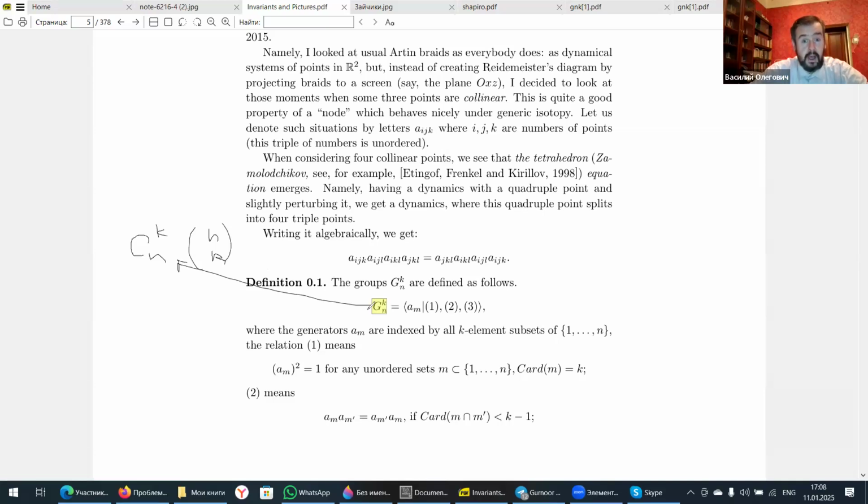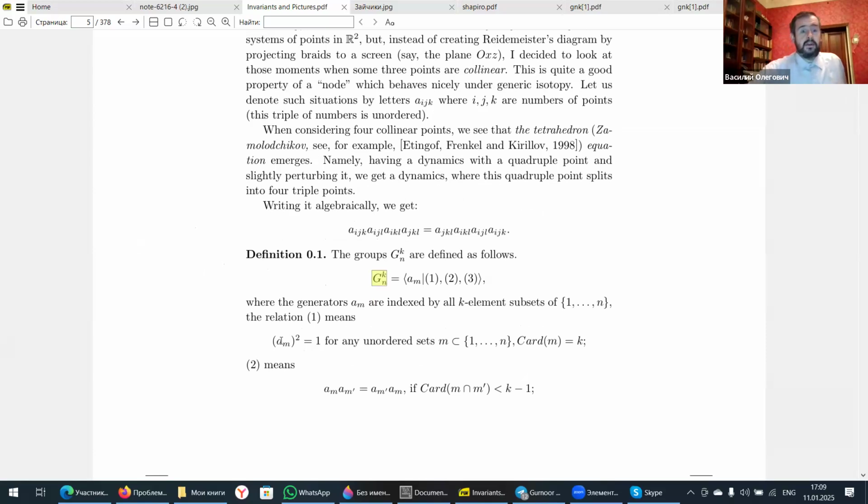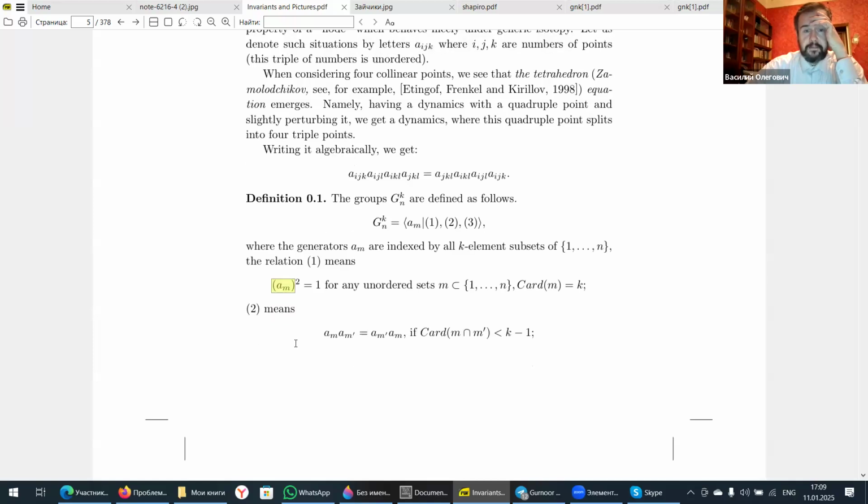And the generators correspond to k element subsets of the set from 1 to n. So these are generators, and relations in that group are divided into 3 parts. The first family of relations says that all generators are involutions. This makes GNK very much related to braid groups, and very much related to Coxeter groups, excuse me. We can get rid of it, but I don't want.